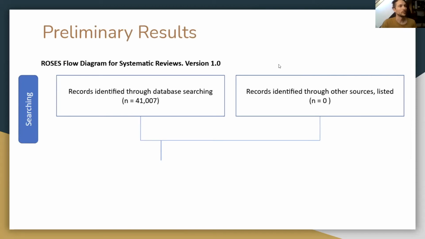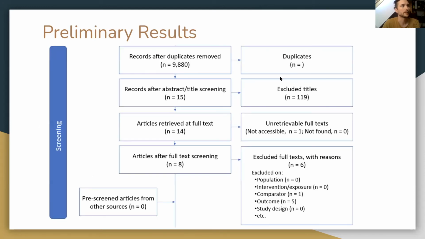So all in all, with all the databases summed up together, we had about 40,000 records first, but of course many of them were duplicates. So in the end, we ended up with close to 10,000 unique papers. I see the duplicates are missing here, but the rest were duplicates. And then we screened a little bit more than 100 of them.